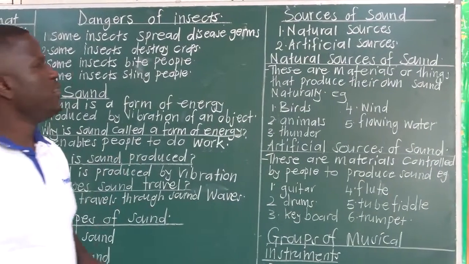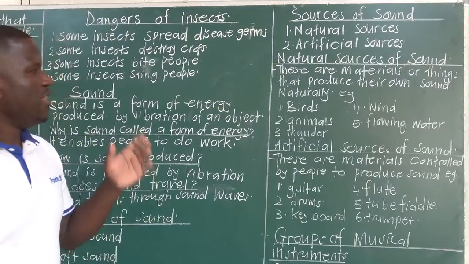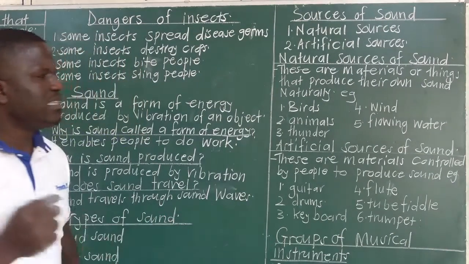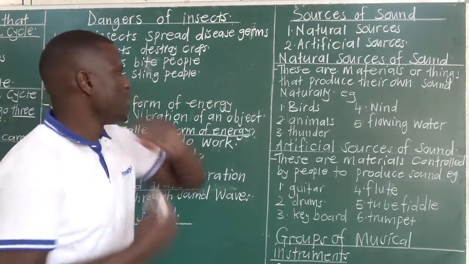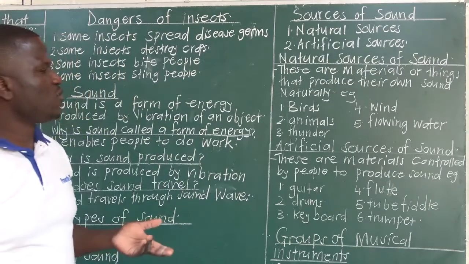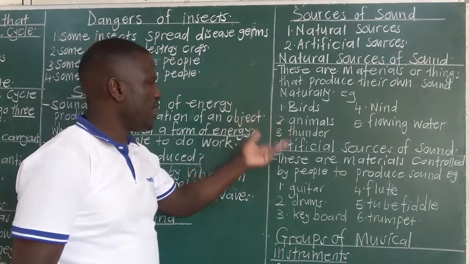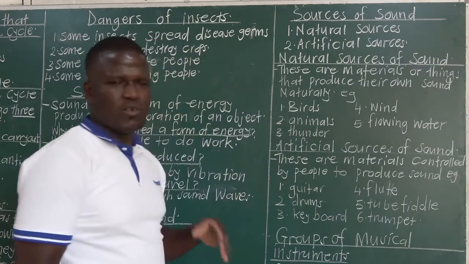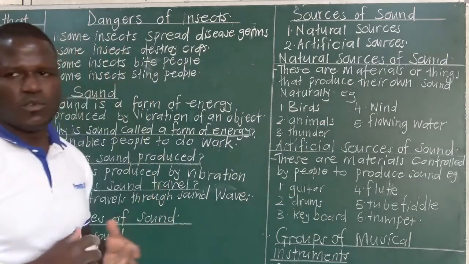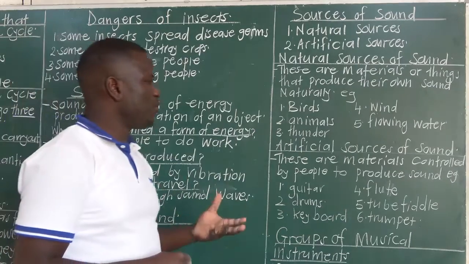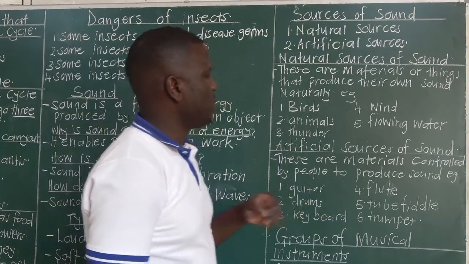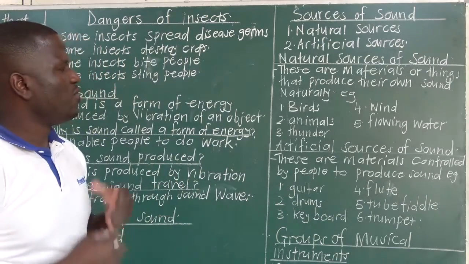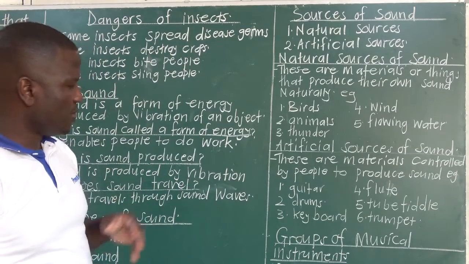We begin with natural sources of sound. These are materials or things that produce their own sound naturally. For example, of natural sources of sound, we have birds, animals, thunder, wind, flowing water. So birds produce their own sound, animals produce their own sound, thunder produces its own sound, wind the same, and flowing water. So those are examples of natural sources of sound.